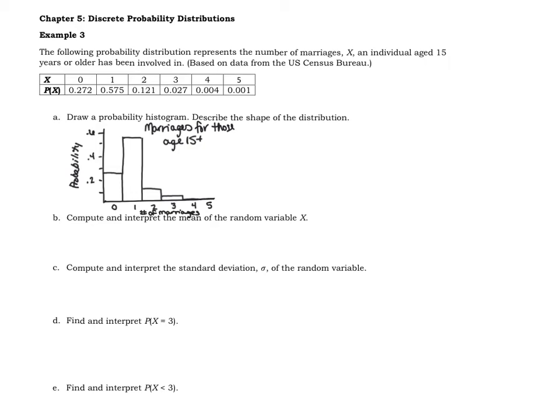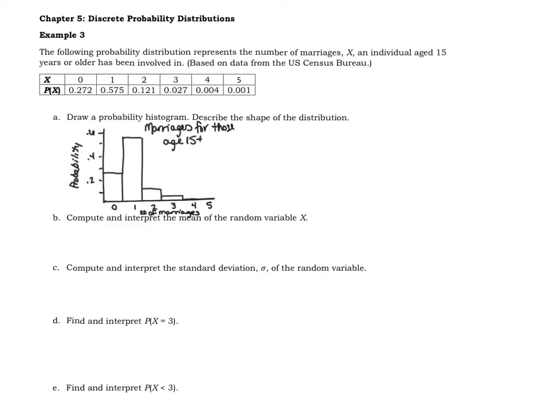Okay, as we begin example 3, we've got the probability distribution representing the number of marriages, so that's what X is: never married, once married, twice married, etc., that someone aged 15 years or older has been involved in, based on data from the Census Bureau. So the first thing is the probability histogram. I've already drawn that in. Again, I have my vertical scale going up to 0.6 since my highest value was 0.575. And everything needs a bar.